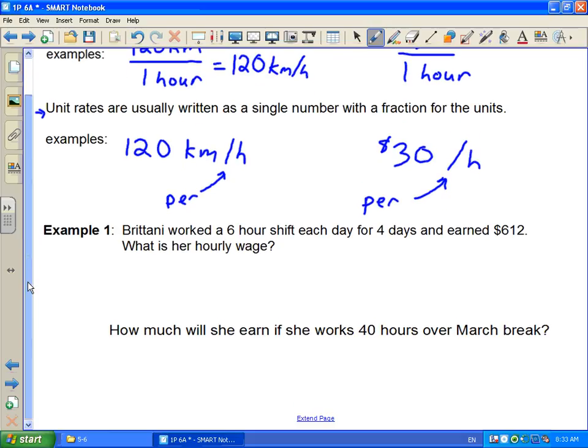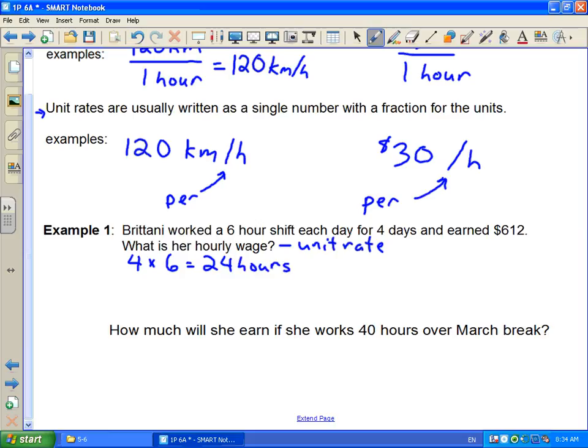So let's take a look at an example here. Brittany worked a 6-hour shift each day for 4 days and earned $612. What is her hourly wage? Well, her hourly wage is going to be a unit rate. So we want the amount that she gets for 1 hour of working. So let's see, how many hours did she work? She worked a 6-hour shift each day for 4 days. So she worked 4 days times 6 hours, which is 24 hours.